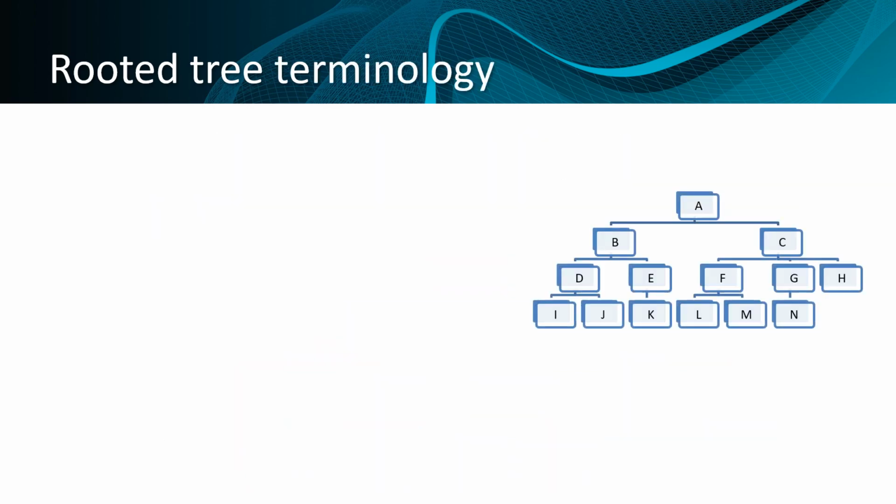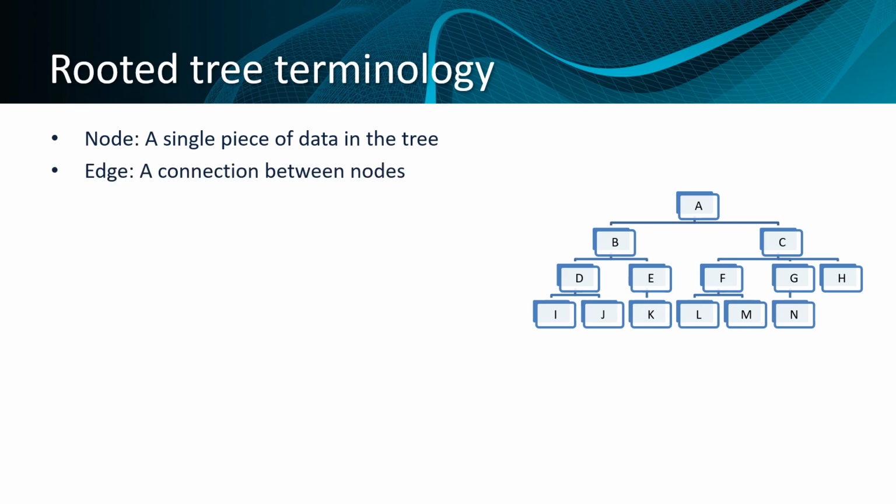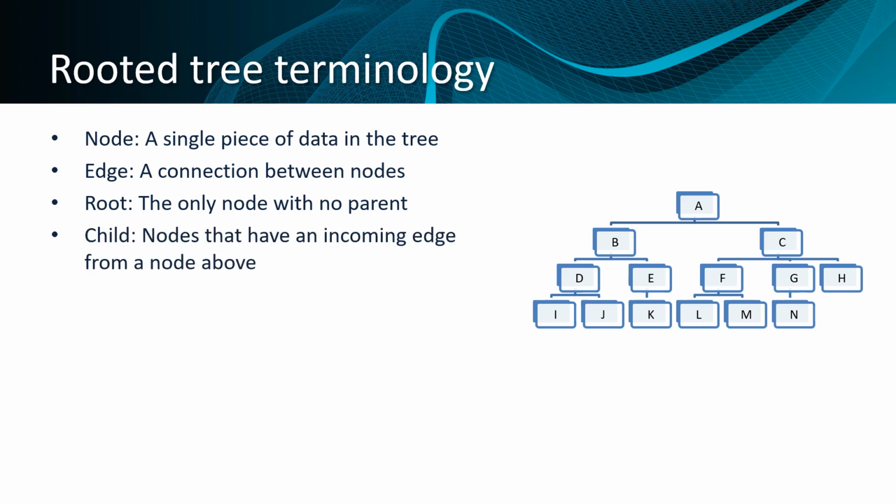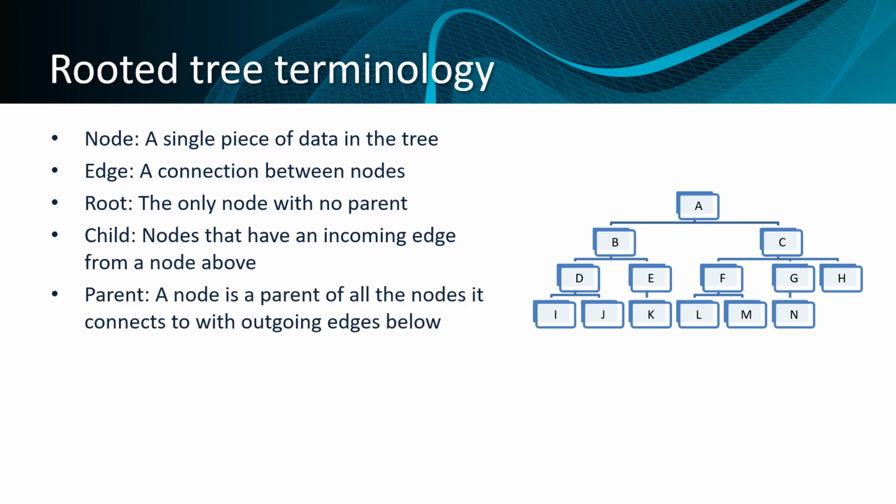It is important to understand the terminology of rooted trees. A node is a single piece of data in the tree. In this case, each letter is a node. An edge is the connection between the nodes. A root is the only node with no parent, in this case, A. A child is a node that has an incoming edge from a node above. A parent is a node that has an outgoing edge that connects to a node below, or multiple nodes below.